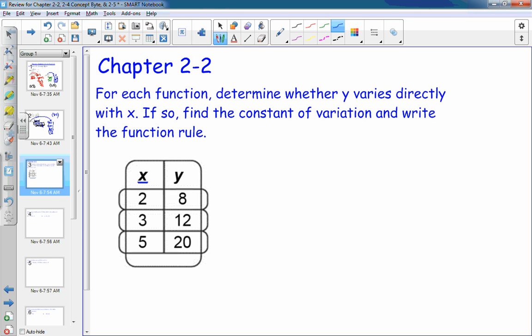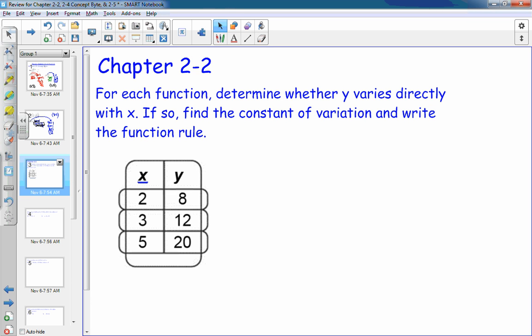Now, let's scroll down to the next slide, please, on your laptop, and we're going to go to section 2-2 for review. Section 2-2 is talking about direct variation. When you're talking about direct variation, what do you know about your b-value every time? Your b-value is 0. Excellent.